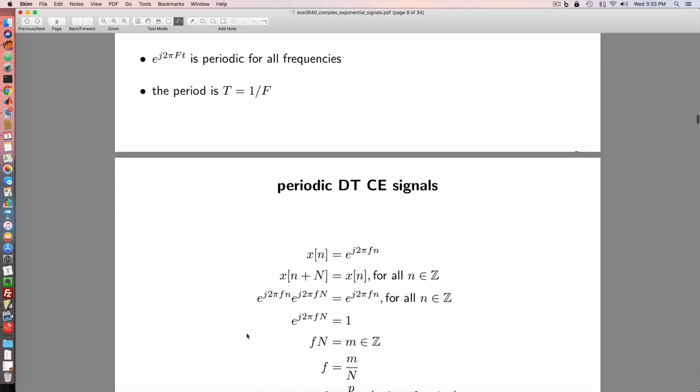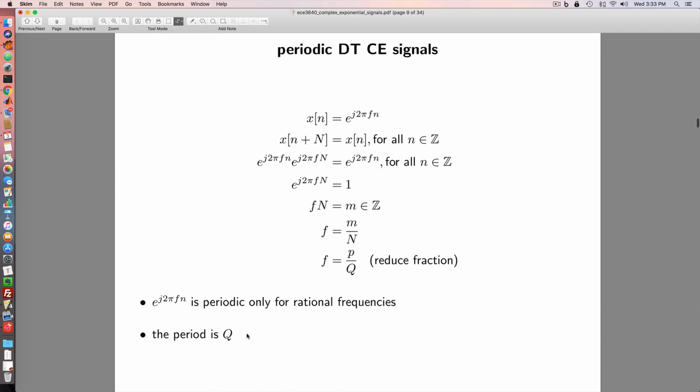So let's contrast that now with discrete time complex exponential signals. Here's an example. Let x be this complex exponential signal. Let's suppose that N is the period, so that if we shift by N, we reproduce the same sequence for all little n. Well, let's do a variable substitution like we did before. This and this are identical on both sides, so we can cancel those, leaving us with this complex exponential, which has to be equal to 1.